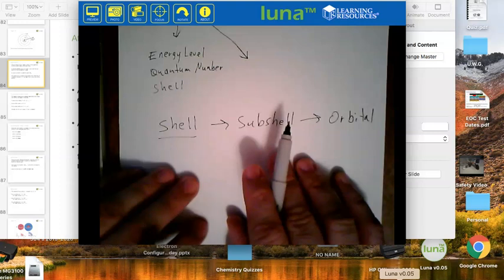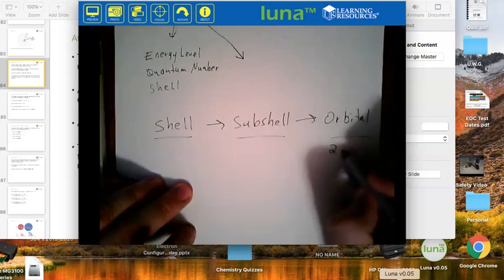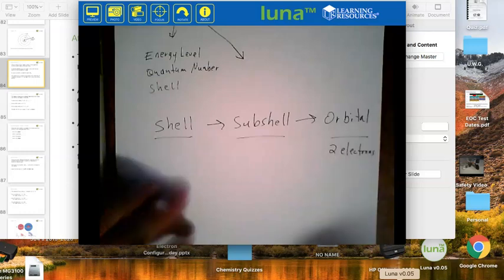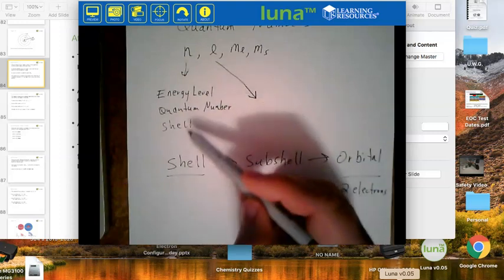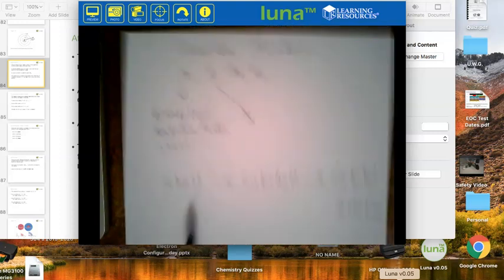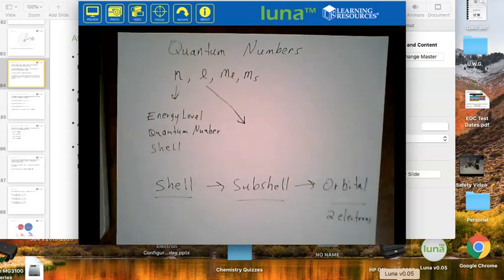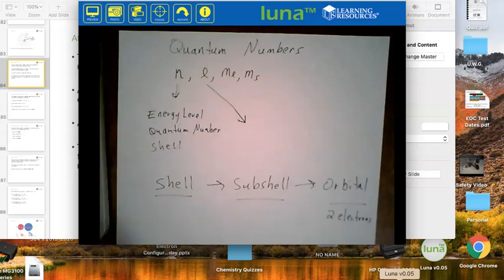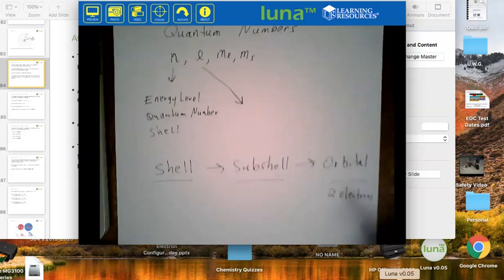A subshell has a smaller number of electrons. Okay, and an orbital can only have 2 electrons. So we're getting to that point here with quantum numbers. Because n is the shell. L is going to tell you the subshells at that energy level. And then the orbital is sort of like a small area. You can only have 2 electrons in that orbital.